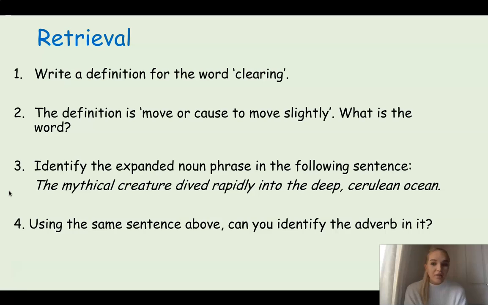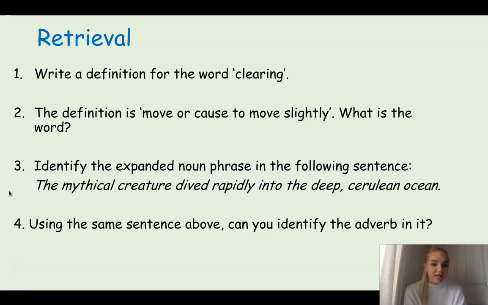Number 2, the definition is move or cause to move slightly, and we want to know what is the word. So what word has a definition of move or cause to move slightly? Now this was one of our other reading vocabulary words, and that word is stirred. So we know that Lila stirred in her sleep and she moved slightly, and that is what the definition is and the word is. So well done if you got those two.